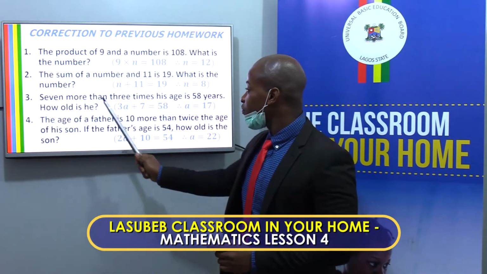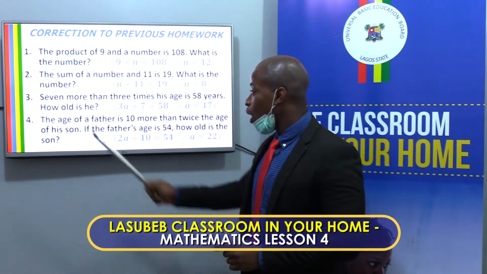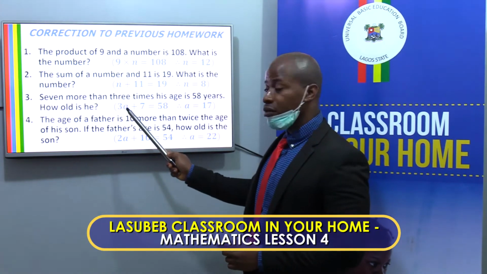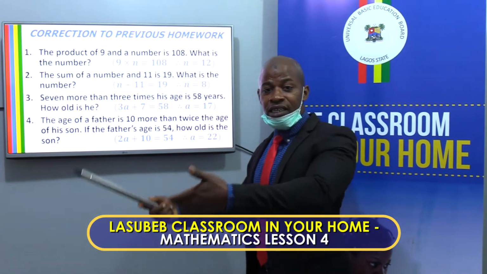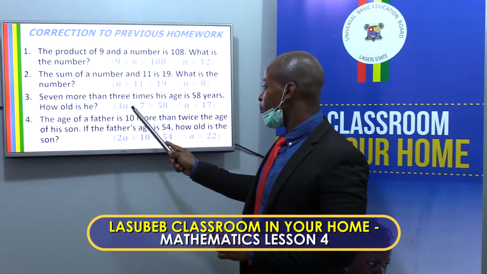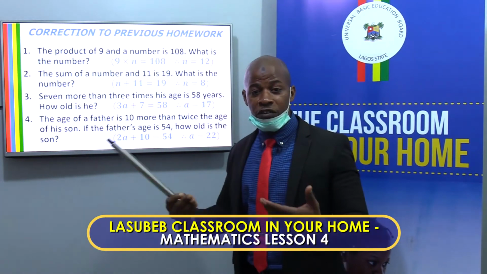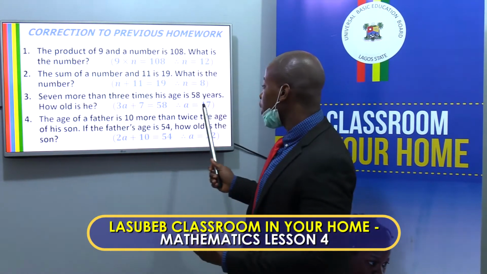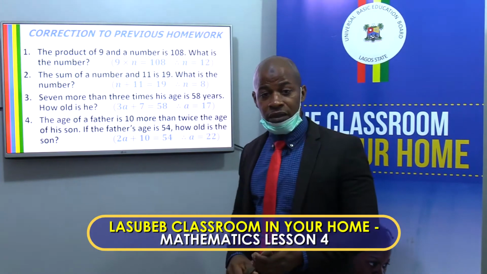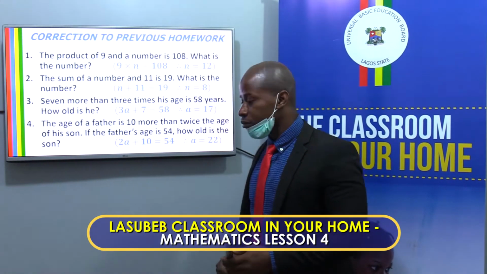Number 3 says 7 more than 3 times his age is 58 years. How old is he? Now, 3 times his age to begin with is 3a. 7 more than that is to add 7 to 3 times his age. So you have 3a plus 7 is 58. And if we solve this using the way that we have been taught in our previous lessons, we'll get 17. But just to be sure, 3 times 17 is 51. 51 plus 7 gives us 58.